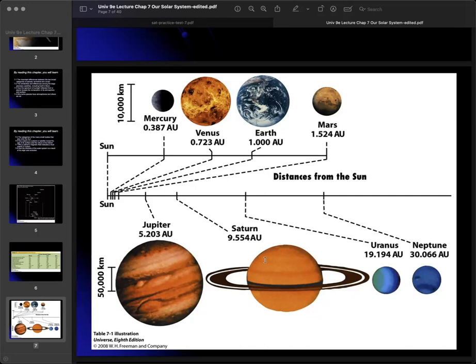Something else to notice, the distances of the outer planets from the sun. If we round off, those numbers come out to be very nice whole numbers, which are easy to remember. For example, the distances of Jupiter, Saturn, Uranus, and Neptune are 5, 10, 20, and 30.